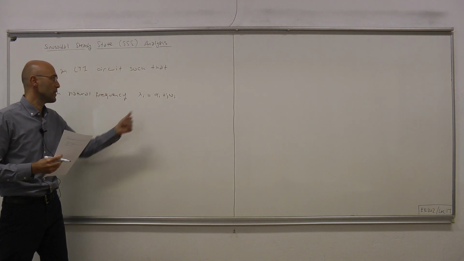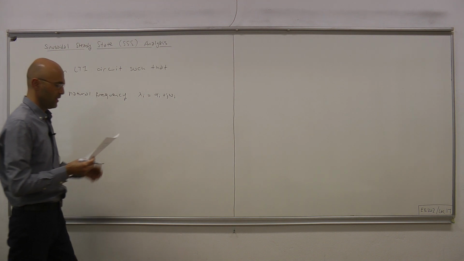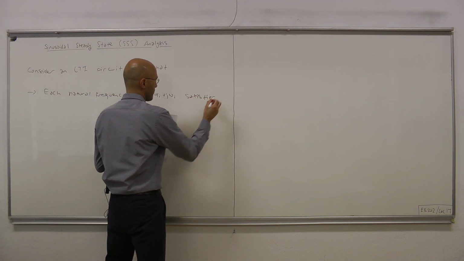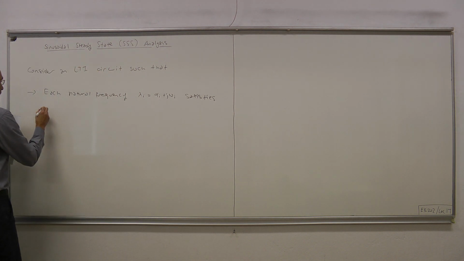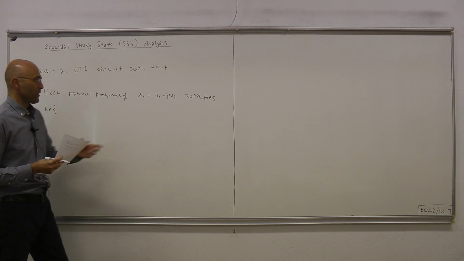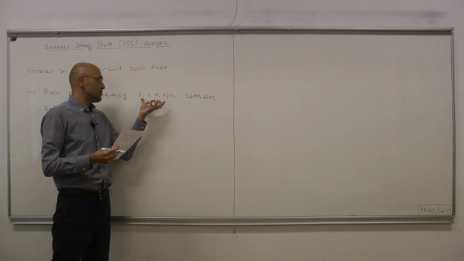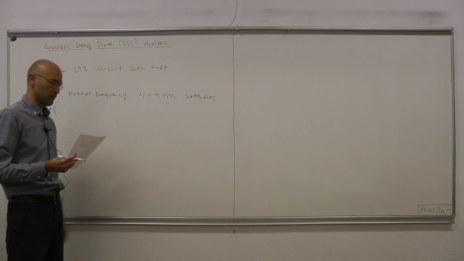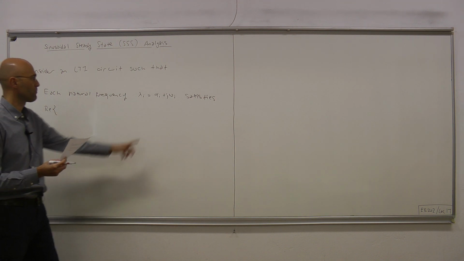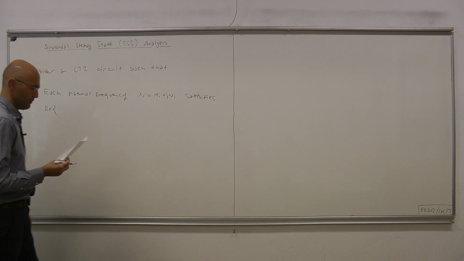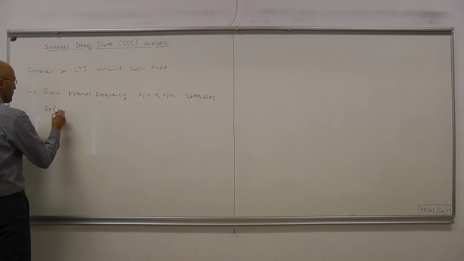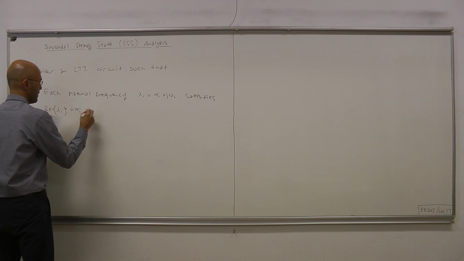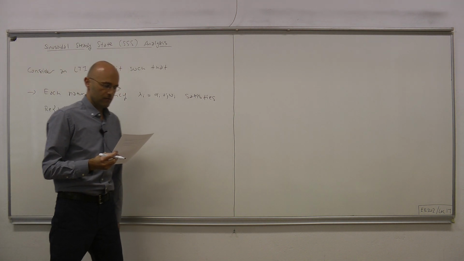expressed in rectangular form as alpha I plus j omega I, satisfies that it belongs to the open left half complex plane. In other words, the real part is strictly negative. Real part of lambda I, which is alpha I, is strictly negative.